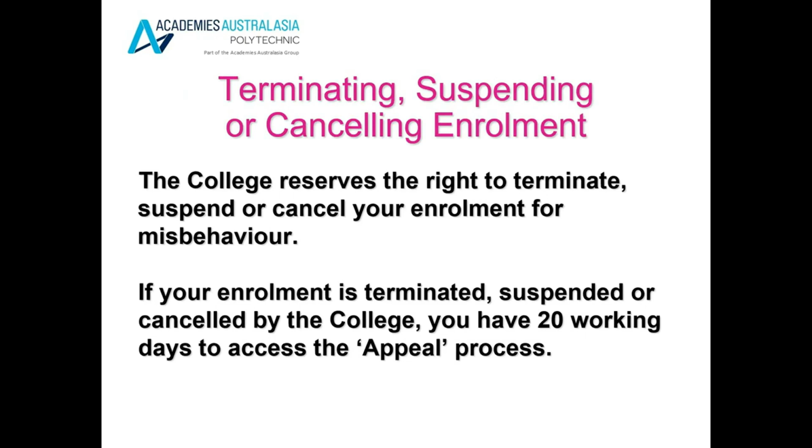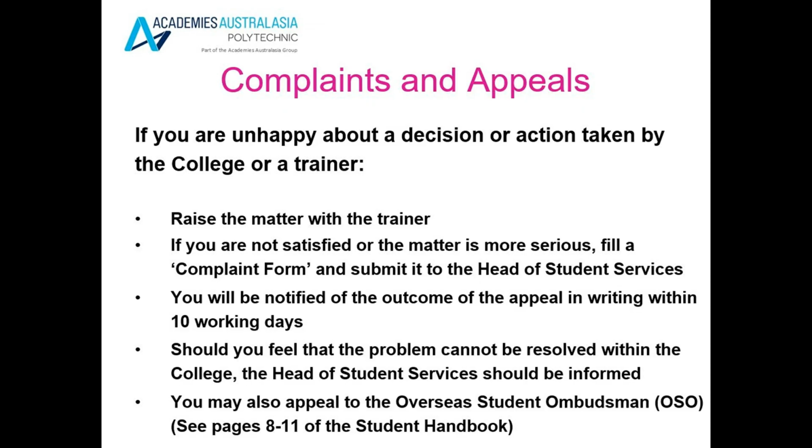Terminating, suspending, or cancelling enrollment. The college reserves the right to terminate, suspend, or cancel your enrollment for misbehaviour. If your enrollment is terminated, suspended, or cancelled by the college, you have 20 working days to access the appeals process.